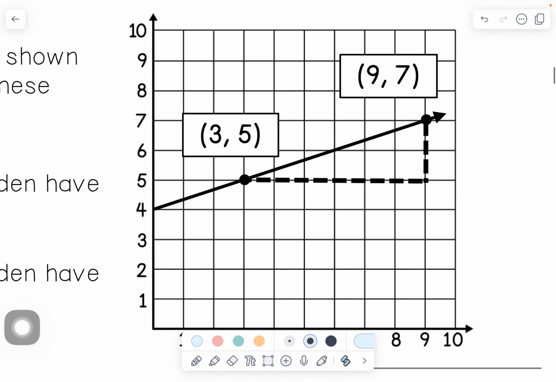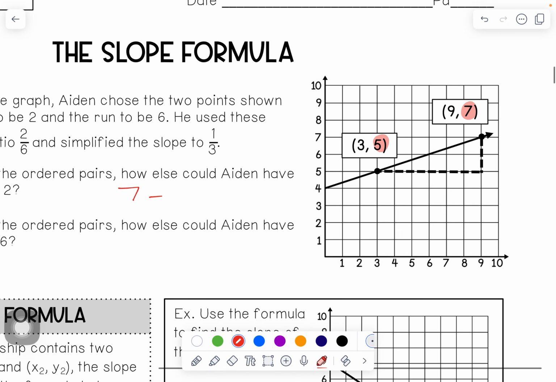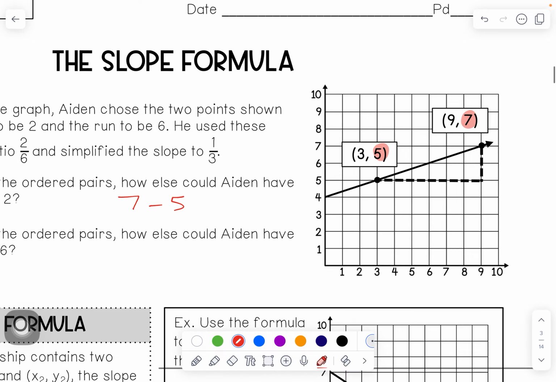So if we're looking at just the rise, that means we're looking at just the y values. So how else could you get the number 2 if you're given the number 7 and the number 5? The answer they want you to come up with is that we can subtract them, 7 minus 5. Okay, then the follow-up question there is, how could he have used the ordered pairs to come up with a run of 6? Same idea.